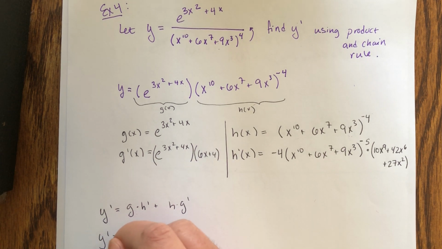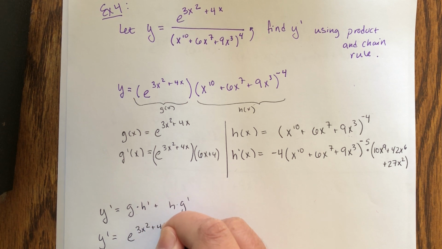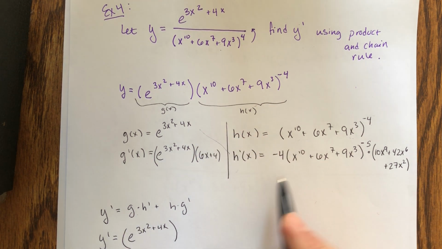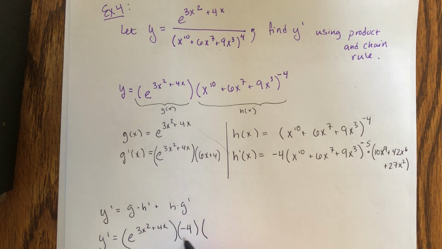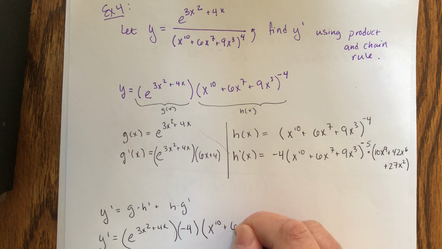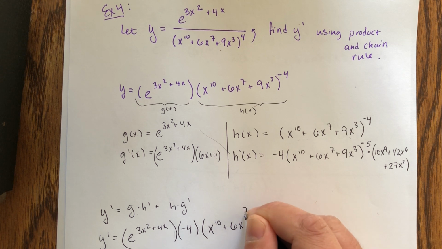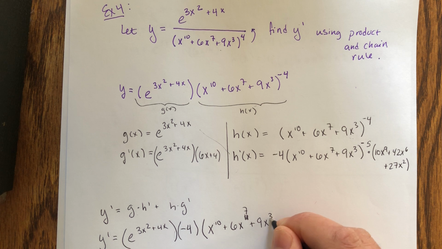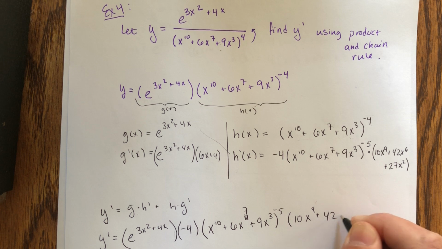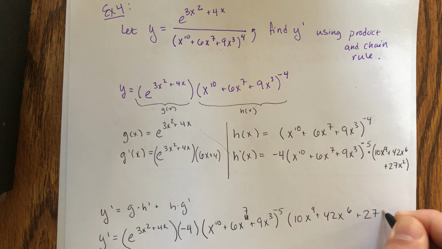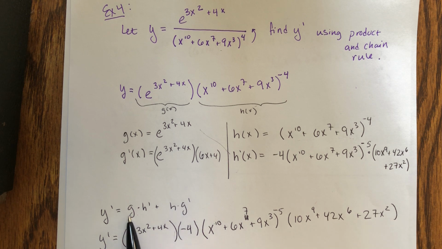So our derivative is g times h prime: e to the 3x squared plus 4x times -4. Notice I put parentheses around there so it's clear that I'm not subtracting, I'm multiplying, times x to the 10 plus 6x to the 7 plus 9x cubed raised to the -5, times 10x to the 9th plus 42x to the 6th plus 27x squared. Okay, that's g h prime.